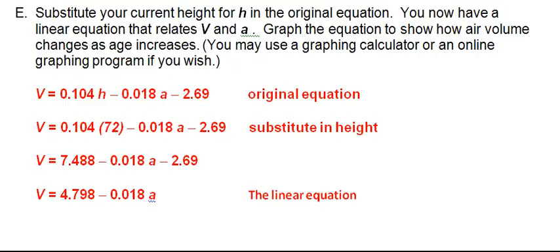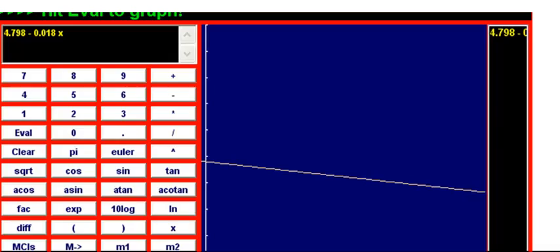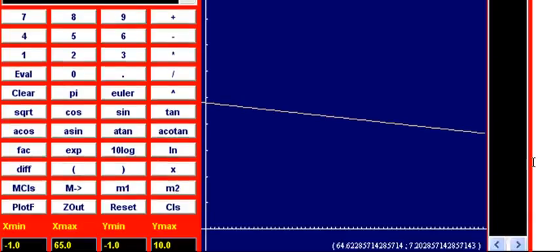So let's go to the next part. Here it is. I plugged it into my graphing calculator that was on the internet, and when I did, this turns out to be my graph over here. Notice it's steadily going downhill.